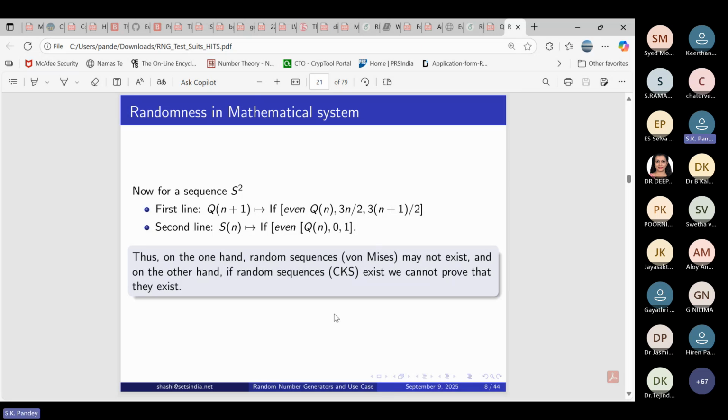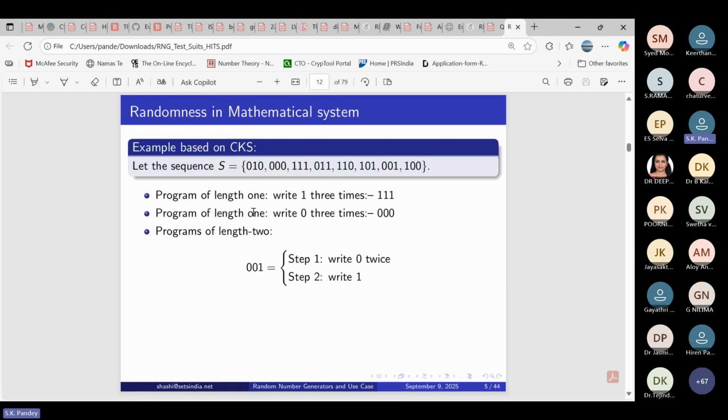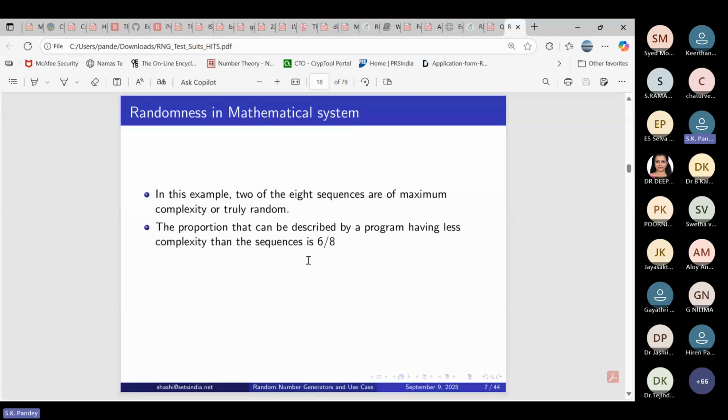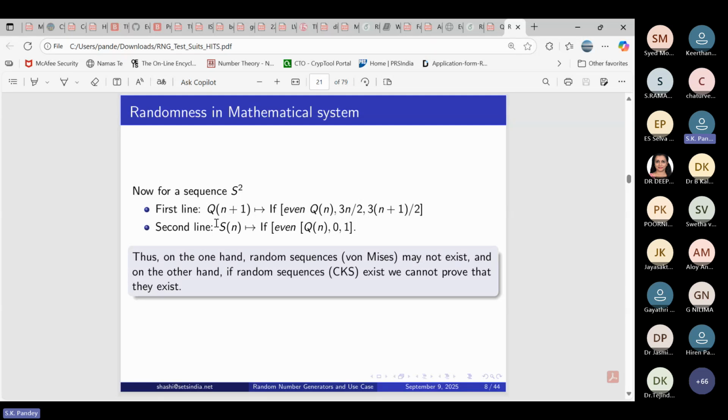As I showed you the example of a sequence earlier in my first slide, this S2, it looks like this. By seeing that, you are not able to find out what logic satisfies it. But by seeing that, you can't tell that no logic will satisfy this, because here is the case. This is the set of rules. Just 2-line rules are there. Based on that, we are able to define the particular sequence. The first rule is: if n is even, then it will give you 3n by 2. If n is odd, then it will give you (3n plus 1) by 2.